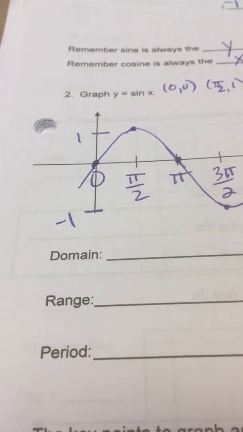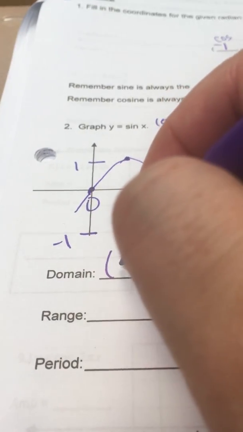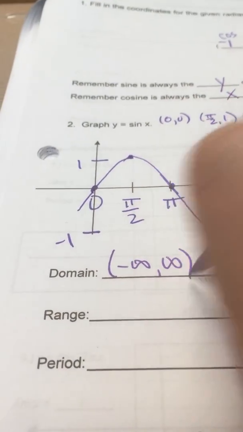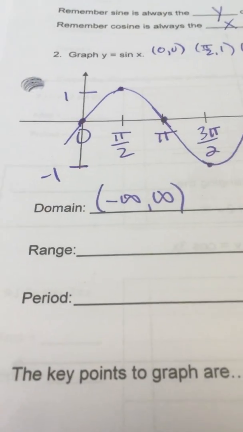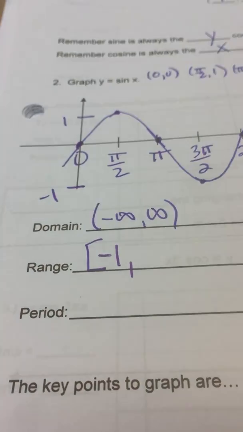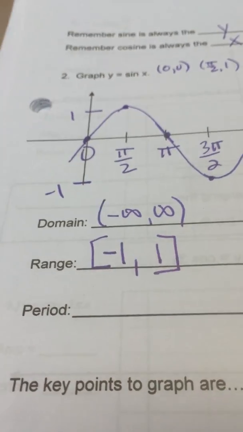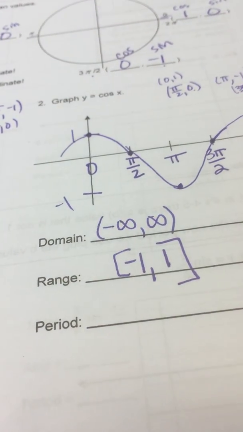The domain are all the x values you can have, and for both of these, this is negative infinity to positive infinity. Again, there's your interval notation. The range is how high and how low it goes, so the small number first, so -1 to +1. Same here is -1 to +1. So they have the same features.